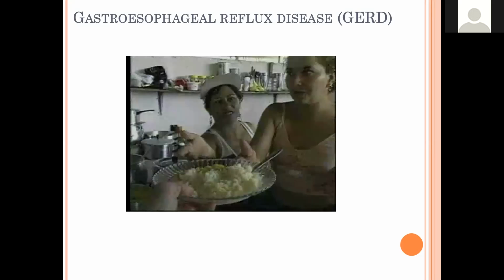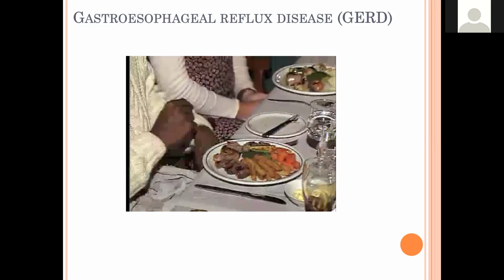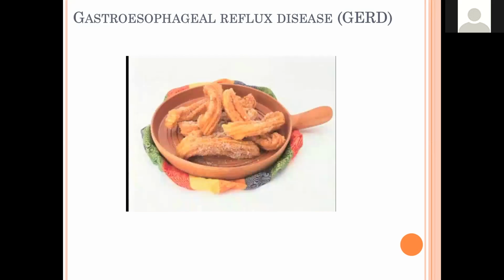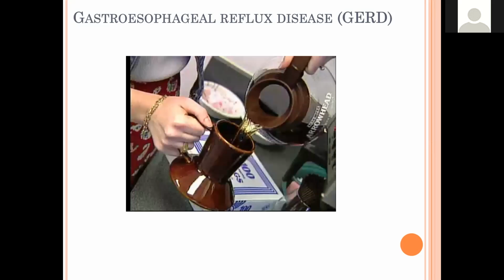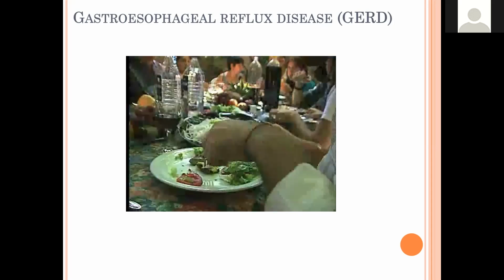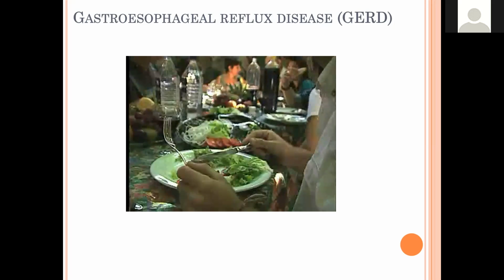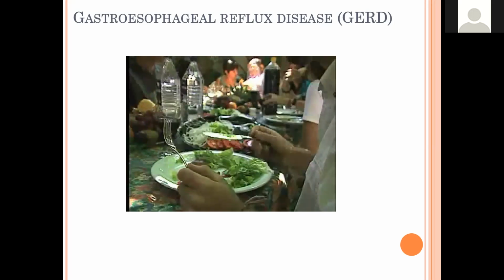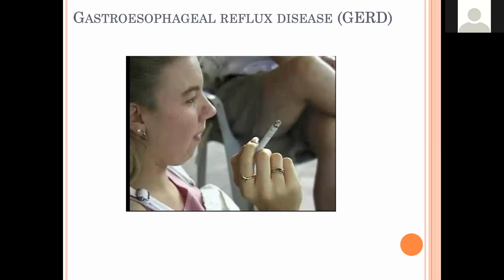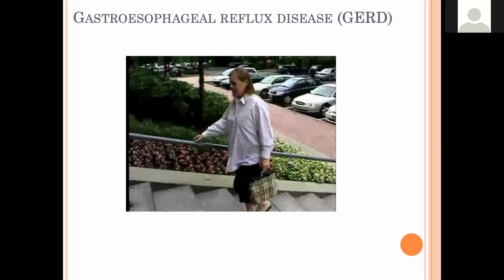Dietary and lifestyle choices may contribute to GERD. Certain foods and beverages, such as chocolate, fried or fatty foods, coffee, or alcoholic beverages, may weaken the lower esophageal sphincter, LES, and cause reflux and heartburn. Studies show that cigarette smoking relaxes the lower esophageal sphincter. Obesity and pregnancy can also cause GERD.